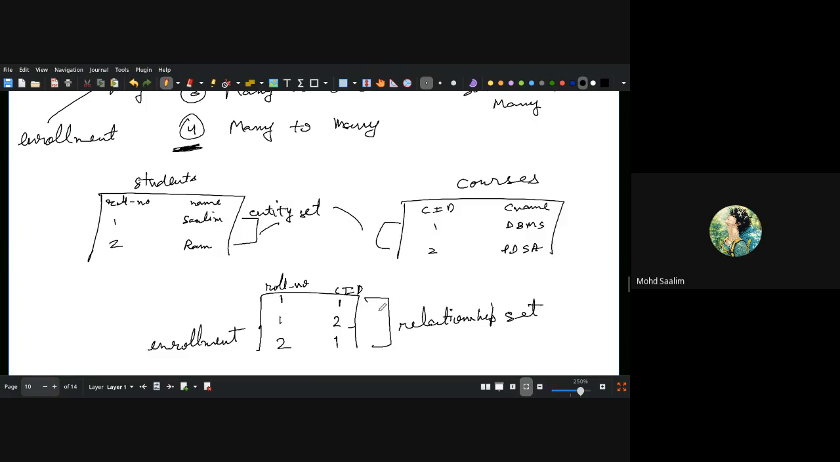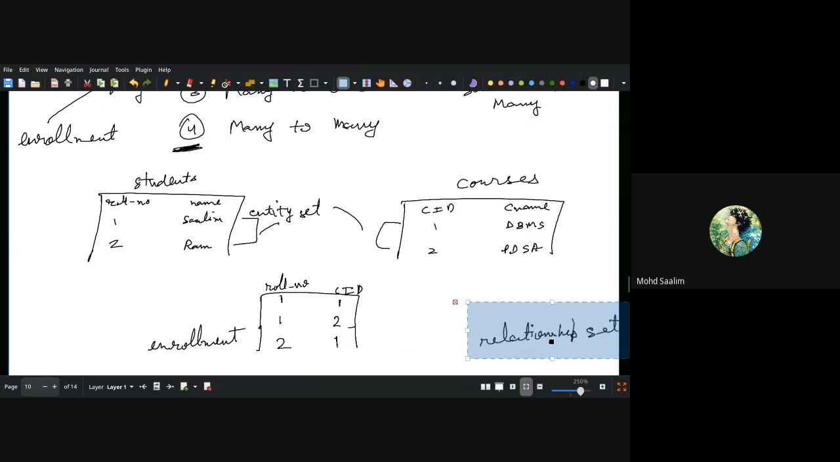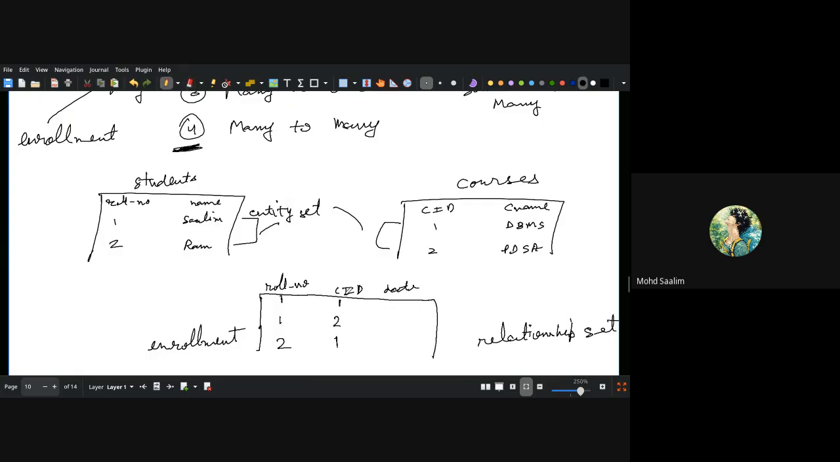So in this entity set, I had only roll number, the primary key of students, and CID, the primary key of courses. But I am not limited to this only. If I want, I can have one more attribute other than these two, and I can call this attribute date. Why? Maybe this date will be helpful to account when this relationship is established.